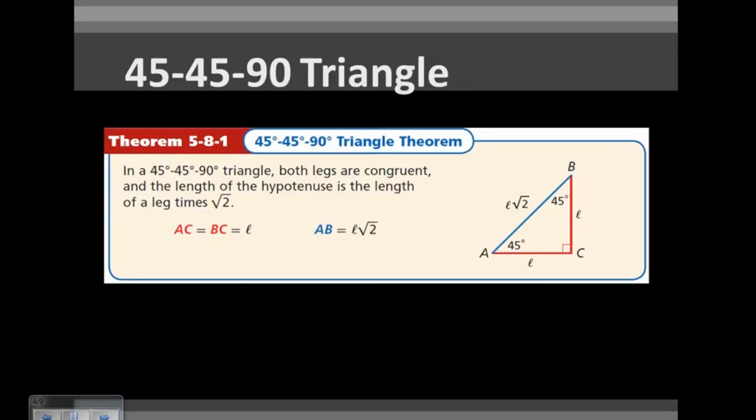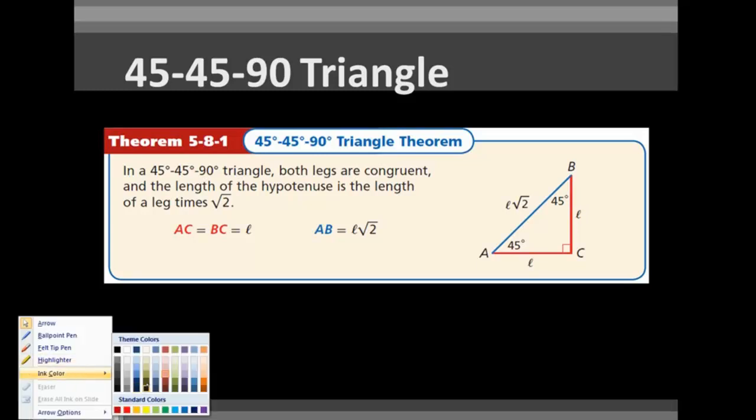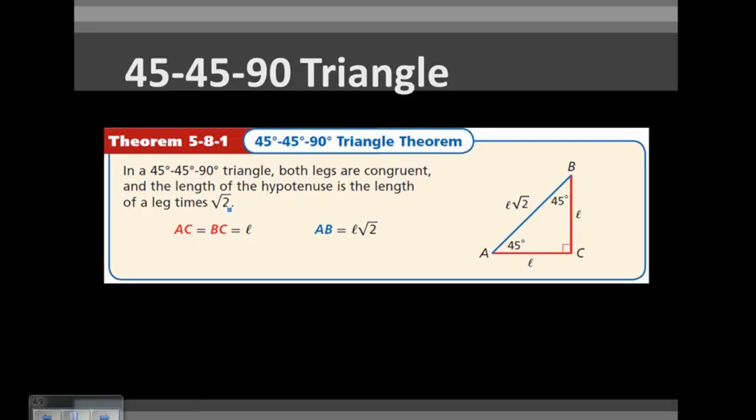So that's what this next theorem says. It's the 45-45-90-degree triangle theorem. And it says in a 45-45-90-degree triangle, both legs are congruent, so they called the legs L and L instead of x and x. They called them L for leg. And the hypotenuse is equal to the leg times the square root of 2, which they've written there. So the two legs are L and L, and the hypotenuse is L square roots of 2. And that'll happen in every 45-45-90-degree triangle.